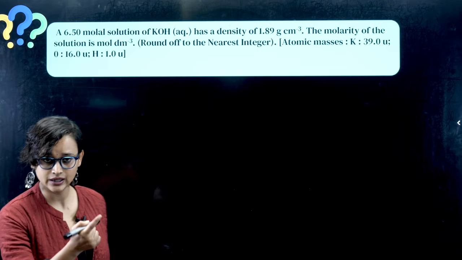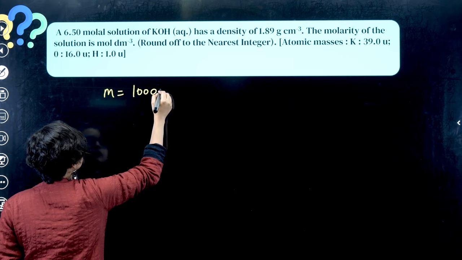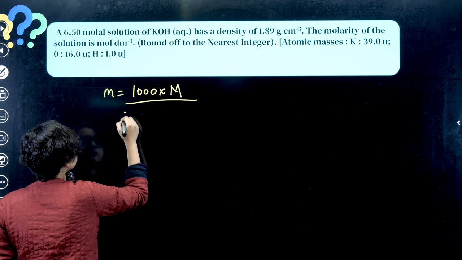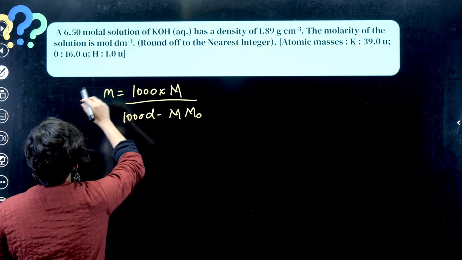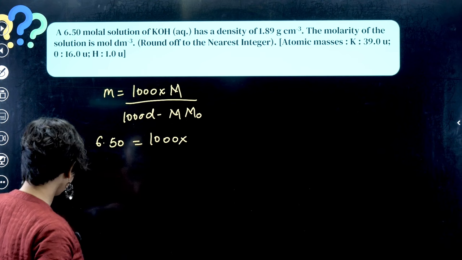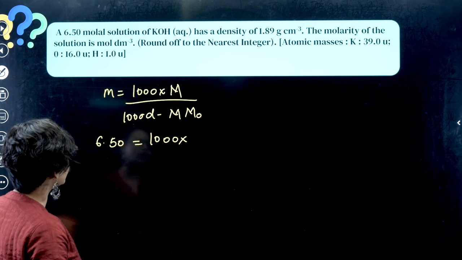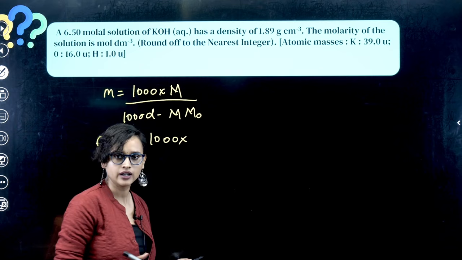Yes, this molality m, so let's do it here, everyone. m is equal to 1000 into capital M, then 1000 D minus M, M naught. So molality is given to you: 6.50 is equal to 1000 into, what is the molarity? The molarity of the solution is what you have to calculate, isn't it?